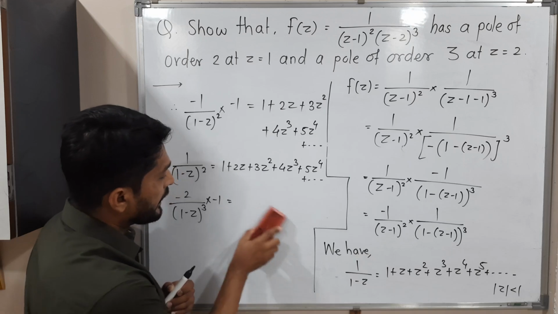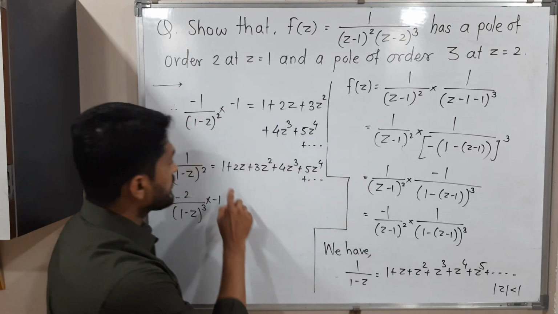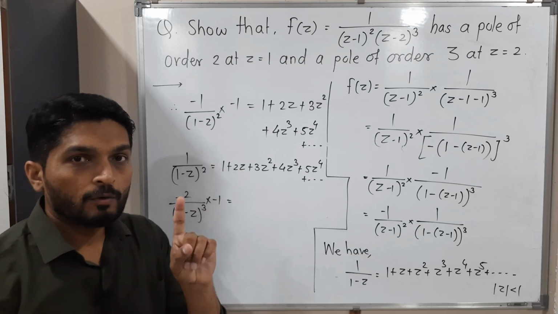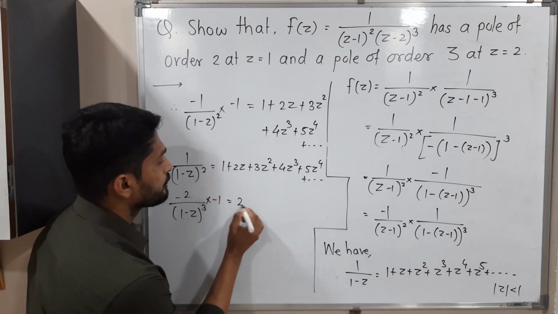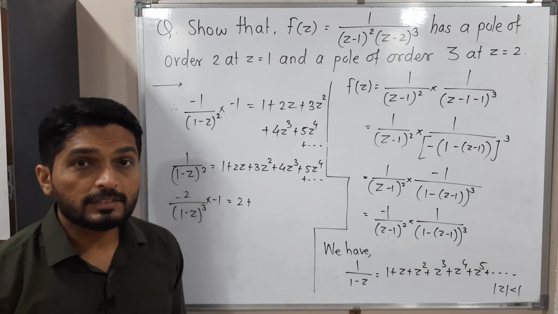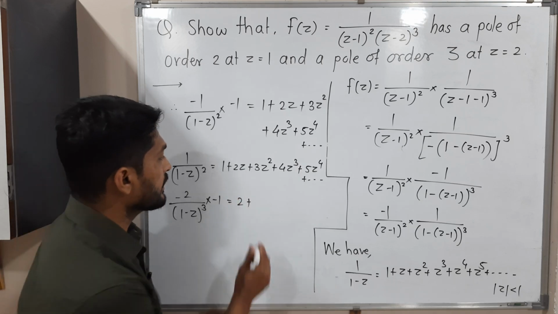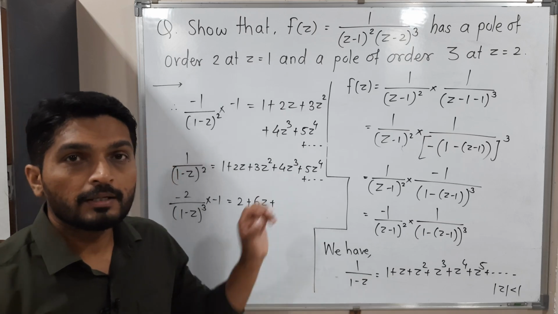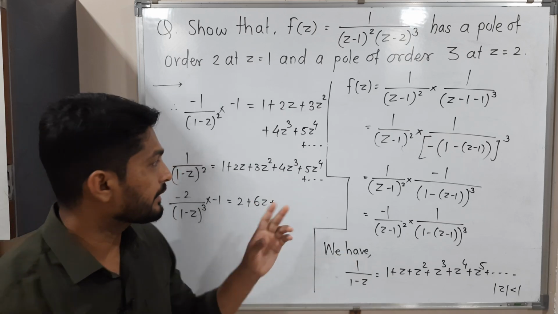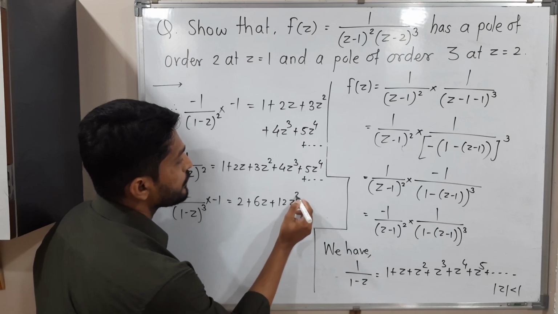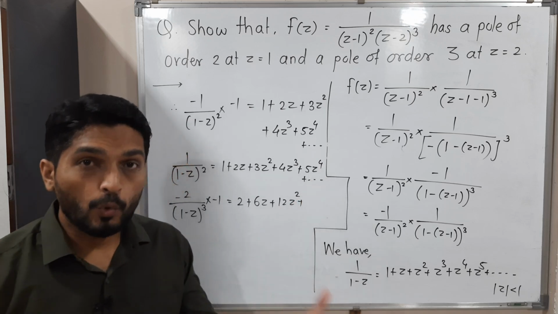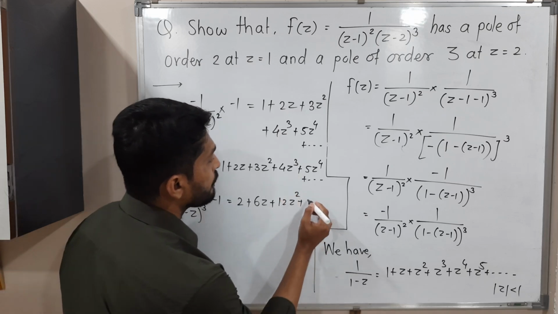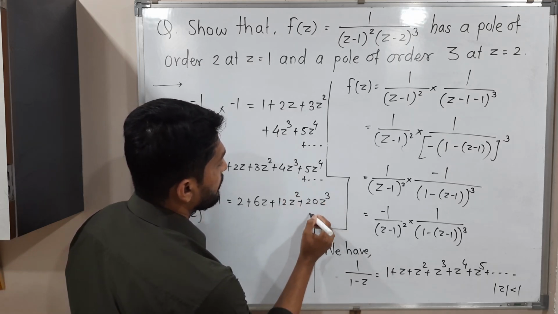Now it's time to take the derivative of the right hand side. What is the derivative of 1? 0. 2 is constant. Derivative of z, 1. So 1 into 2, 2. 3 is constant. Derivative of z square, 2z, into this 3, 6z. 4 is constant. Derivative of z cube, 3z square, that 3 into 4, 12z square. Z raised to 4, its derivative is 4z cube into this 5, 4 into 5, 20z cube plus and so on.